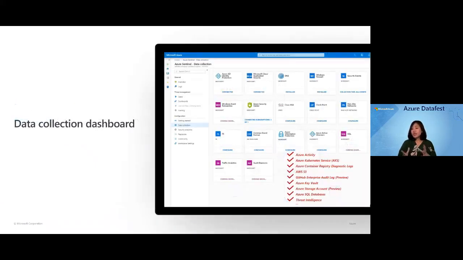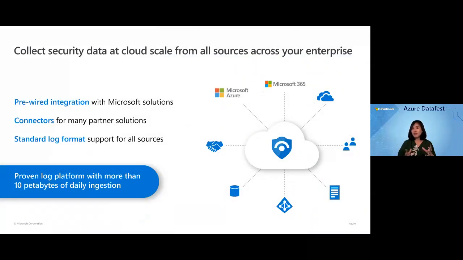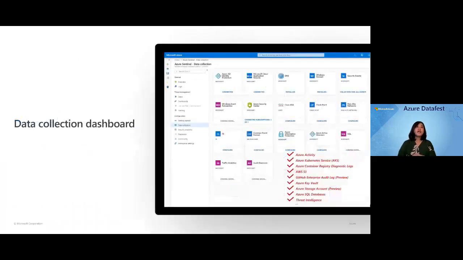We have already proved, as I mentioned, that it scales elastically for you. We've proved that even if you ingest more than 10 petabytes per day of data into Sentinel, you're good. The performance has never been degraded. So you're good to go. This is just the Sentinel data connectors page that I want to show you. I kept talking: we have a lot of connectors and it's easy to onboard that data to Sentinel. This is just a quick look at the dashboard.